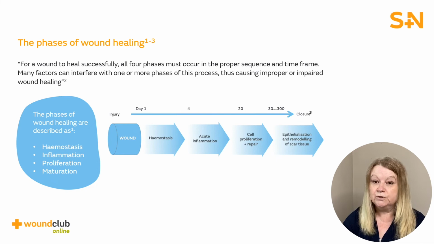Maturation happens once the wound is closed. Collagen is reorganized to form a scar, but the skin will only ever regain 80% of its original strength. Maturation can take months, and in large, open wounds, this process can take years.